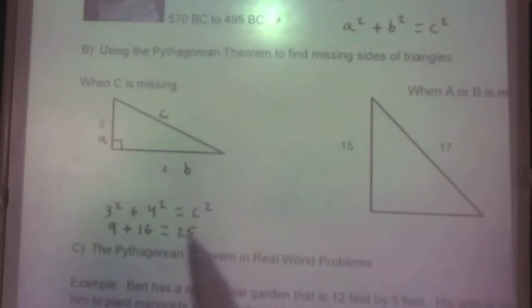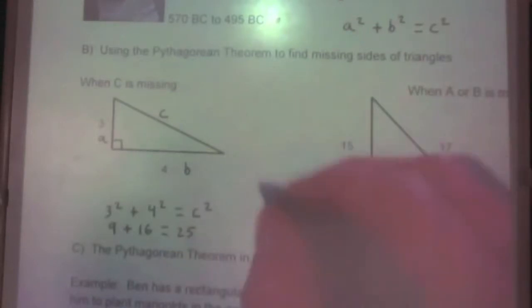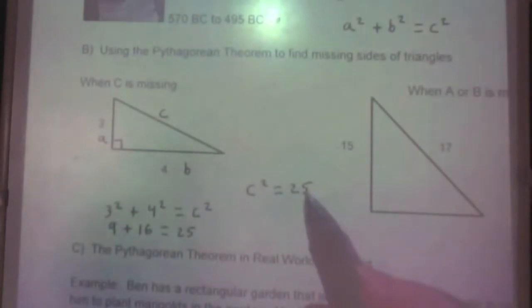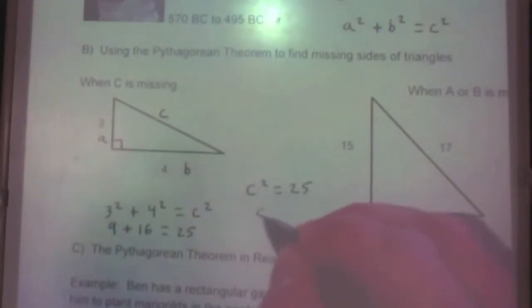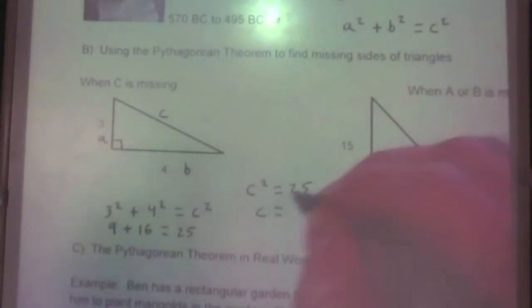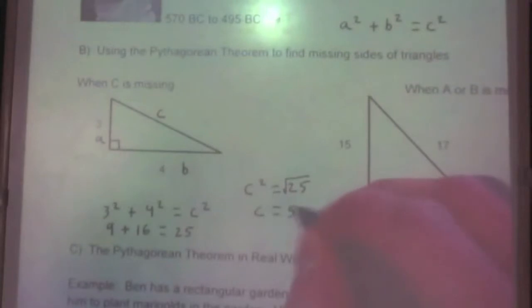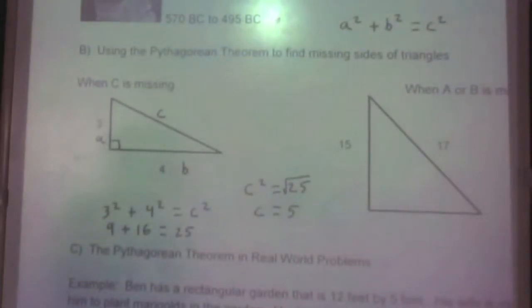Okay, so 25 is a number to the power of 2. So we got to actually find out what the square root of 25 is. Because c to the power of 2 is 25, we just want c. We don't want c to the power of 2. So if we take the square root of 25, that gets us 5. And that's exactly what we want. Okay, so c is 5.